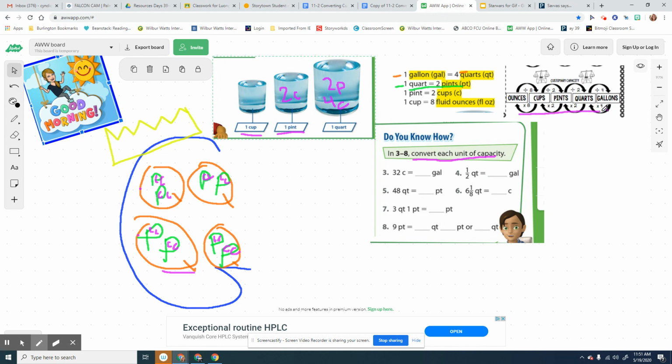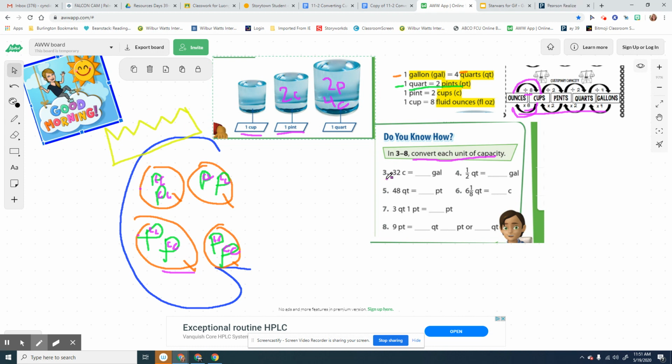I like this graphic over here because it makes it a little simple to know whether you're dividing or multiplying. But basically, when you go from a smaller unit of measurement to a larger one, you're going to divide. When you are going from a larger unit of measurement to a smaller one, you're going to multiply.